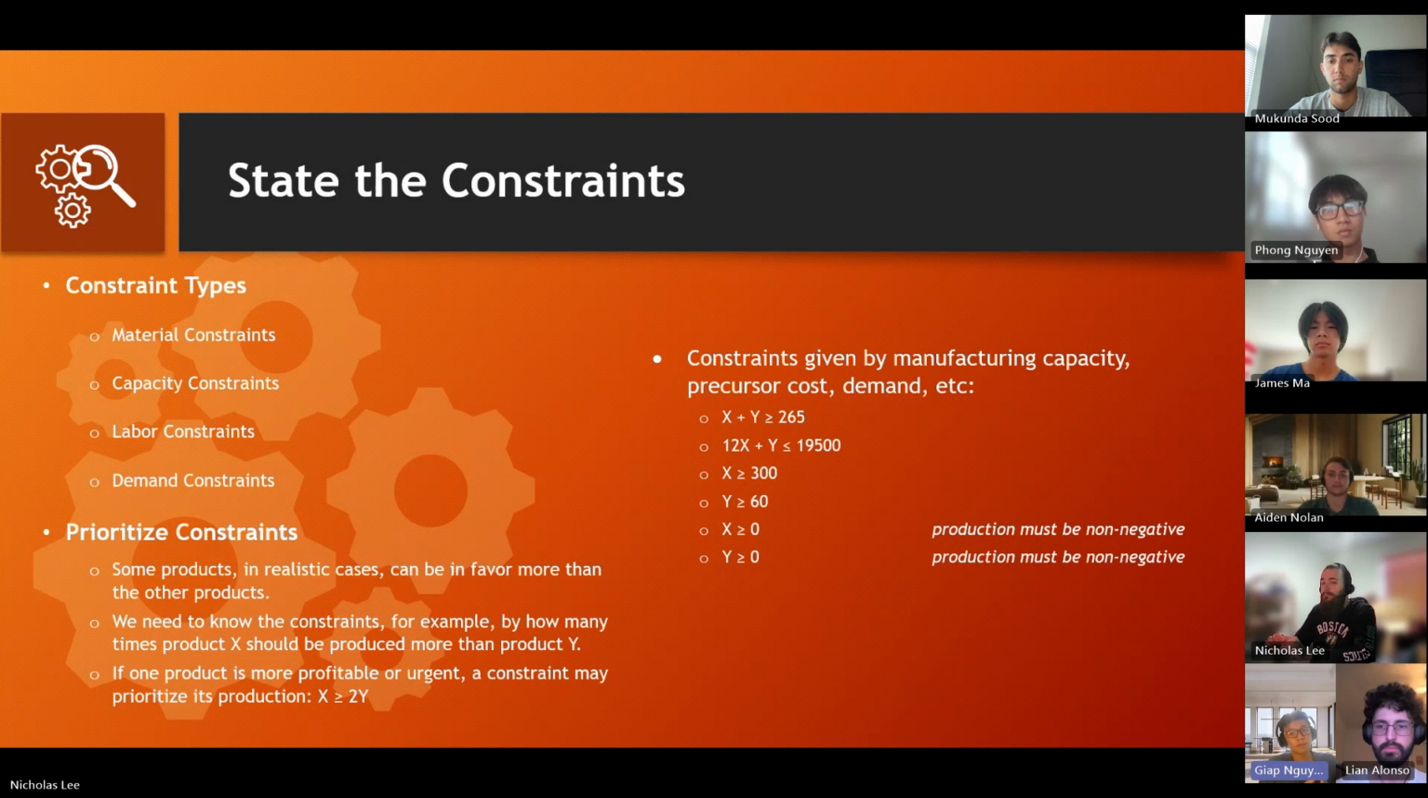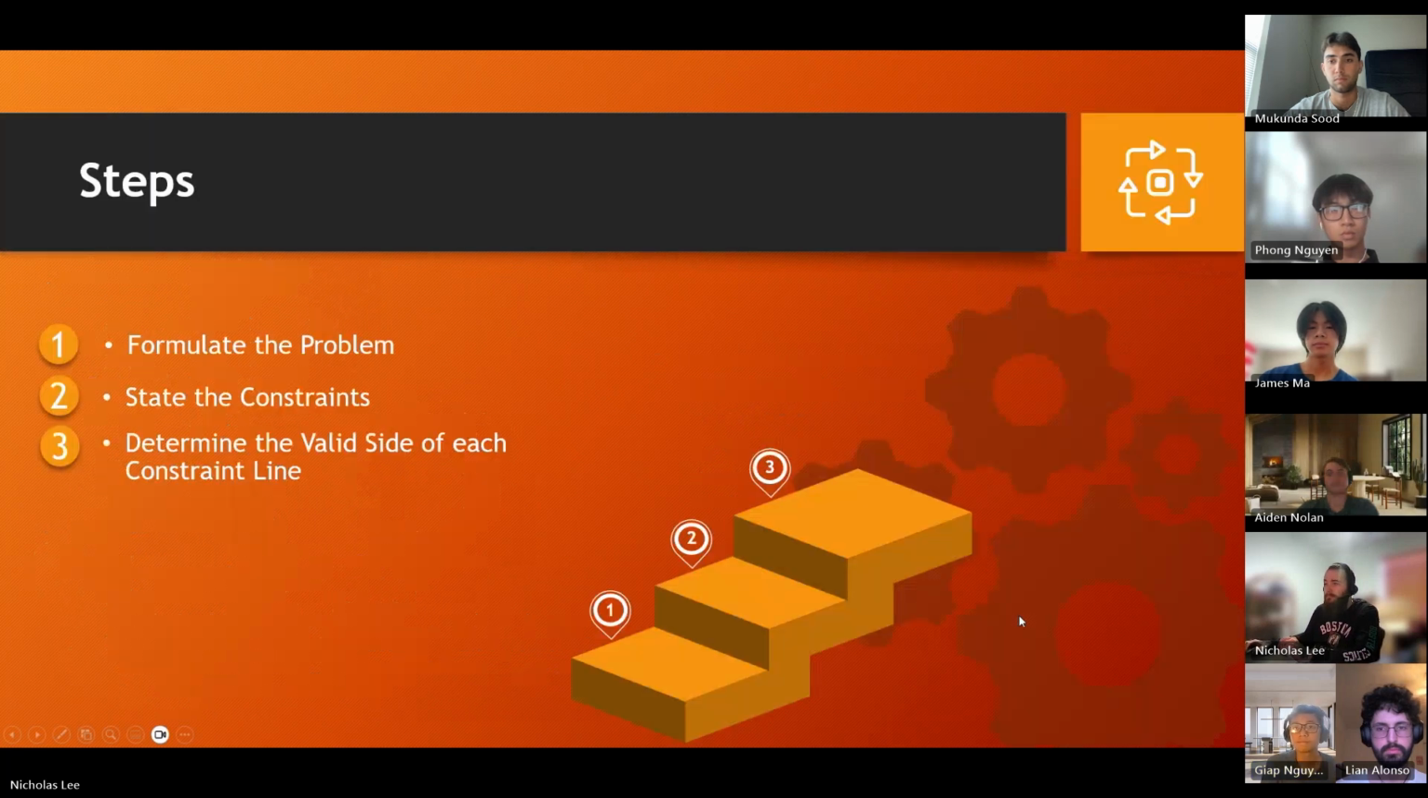Constraints are given in detail by manufacturing capacity, precursor cost, on-demand, etc. Below are some functions that we point out for the constraint capacity. For the next part, which is the valid side, I will pass it down to my teammate, Paul, please.